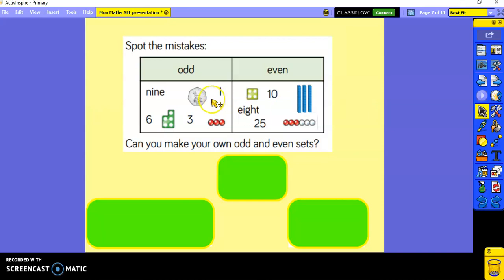Okay, so we know that 1 is odd because it's 1 on its own. We know that 9 is odd because it's not in the 2 times table. 2, 4, 6, 8, 10. It misses out 9, so that one's okay.